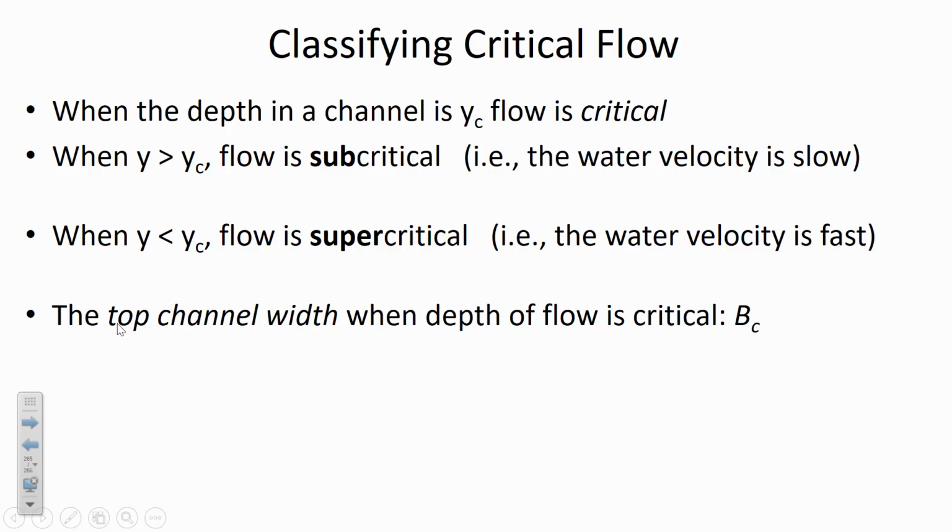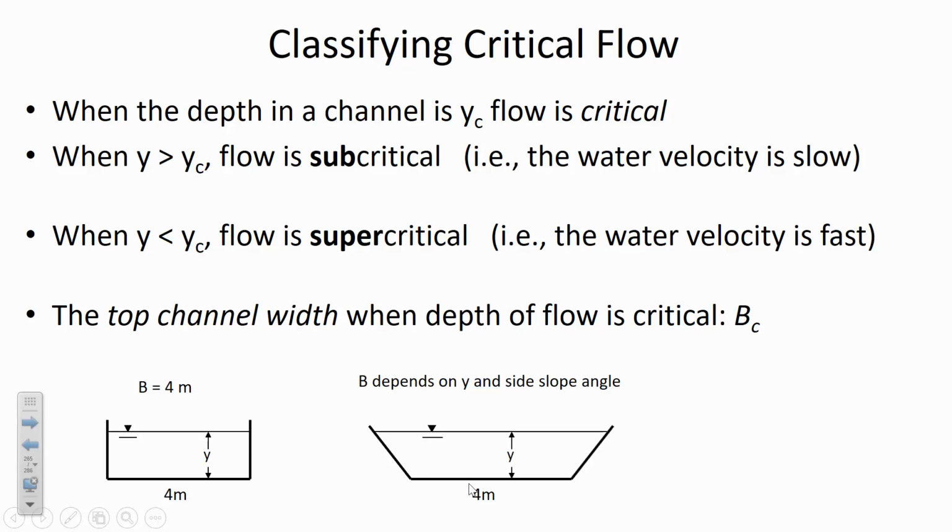There is a top width that can be calculated when the flow is critical, and we call that B sub C. We've been talking about a rectangular channel so far today, and the width of the channel isn't going to change with the flow depth. But if it was trapezoidal, then the flow width at the top would change. And so here the top width is always 4. But if you had a trapezoidal channel and the depth is going up and going down, then this top width, which is capital B, would be changing. And so B sub C is the top width when you have critical flow.